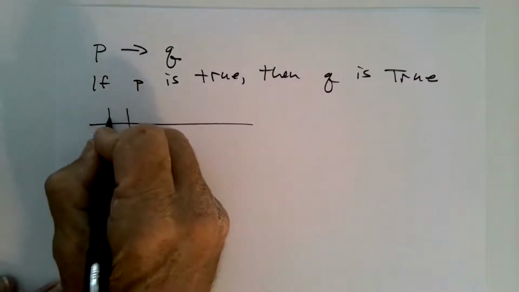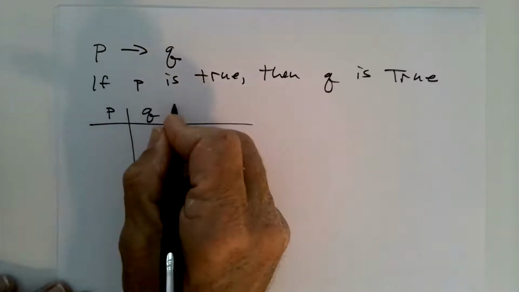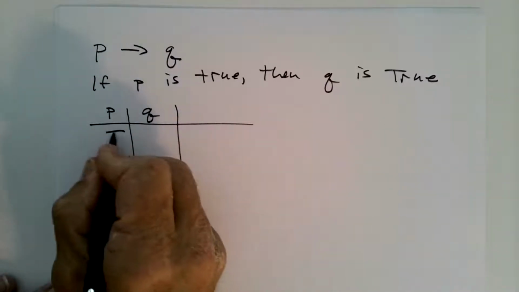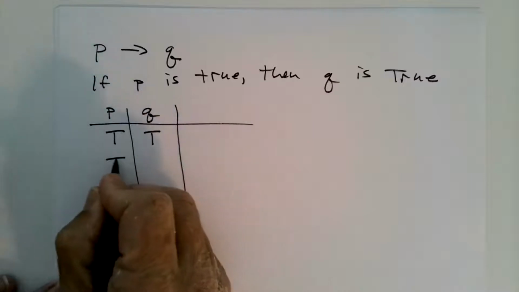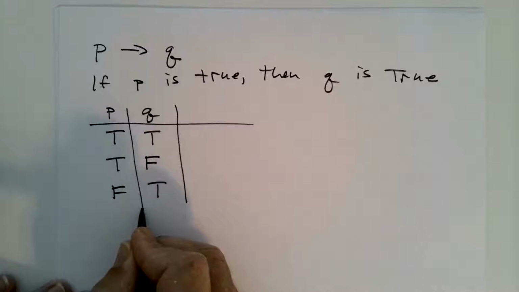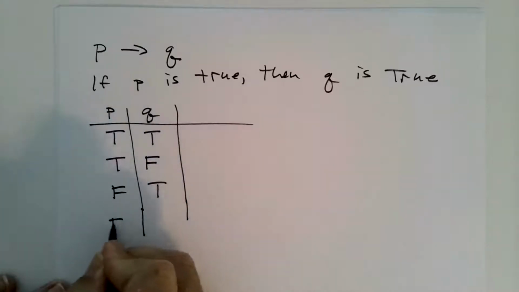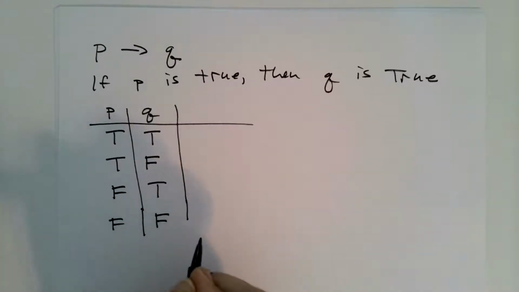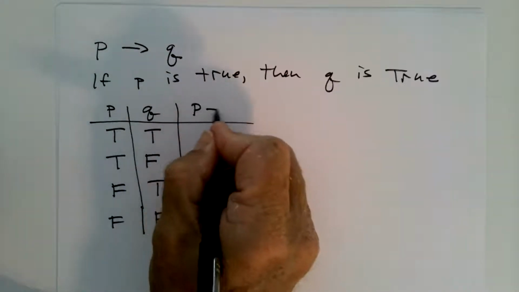Let's construct our truth table. Here's P. Here's Q. True, true. True, false. False, true. False, false. If P is true, then Q is true.